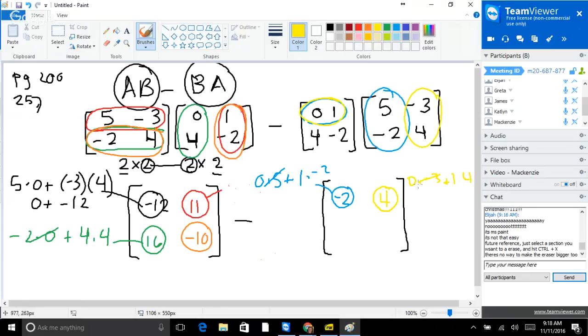Then we've got second row, first column. Second row, first column would be 4 times 5 plus negative 2 times negative 2. 4 times 5 is 20, plus 4 is 24.